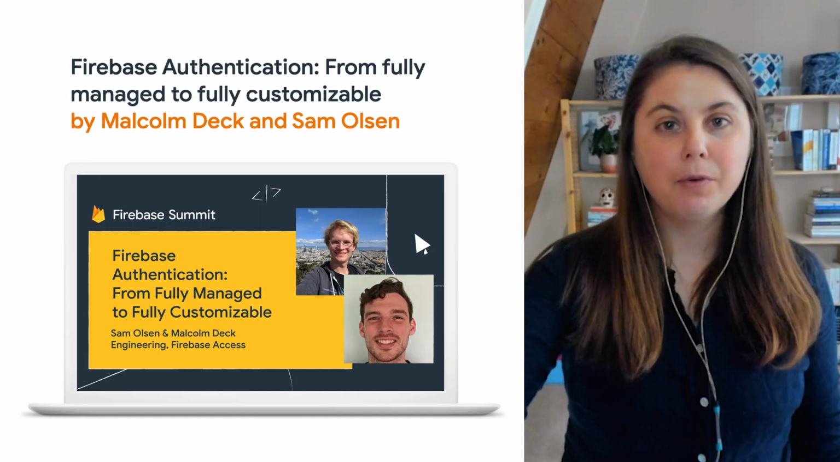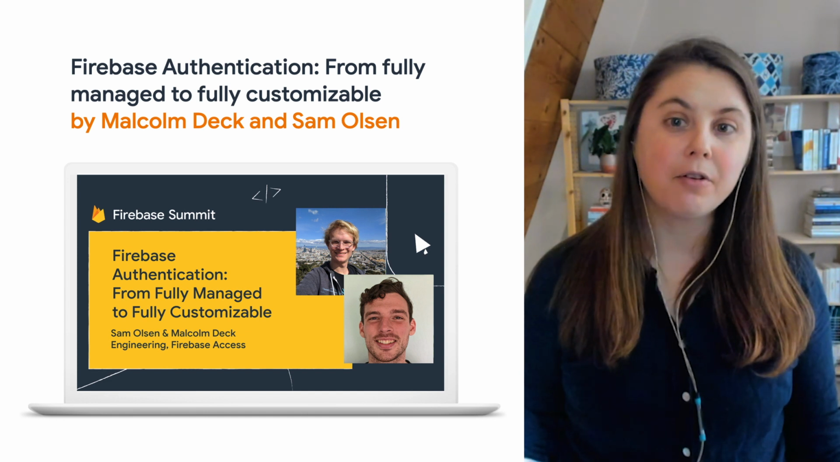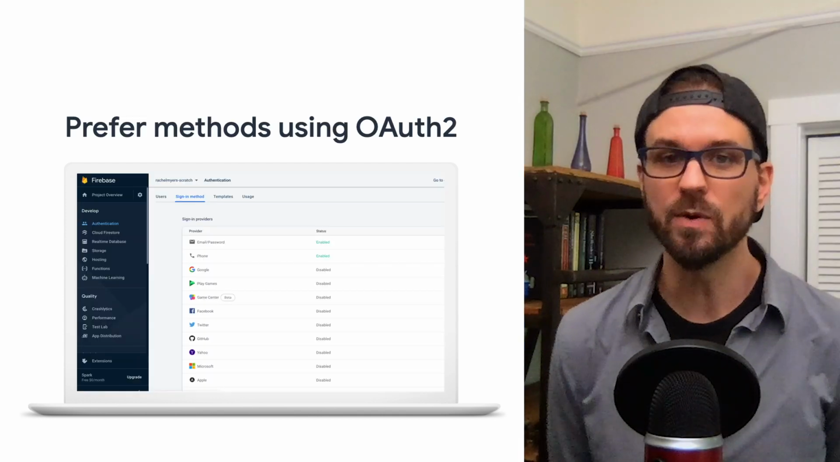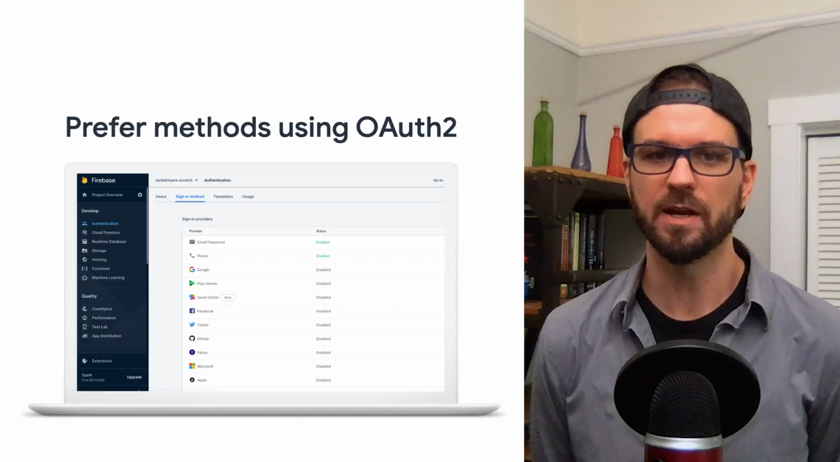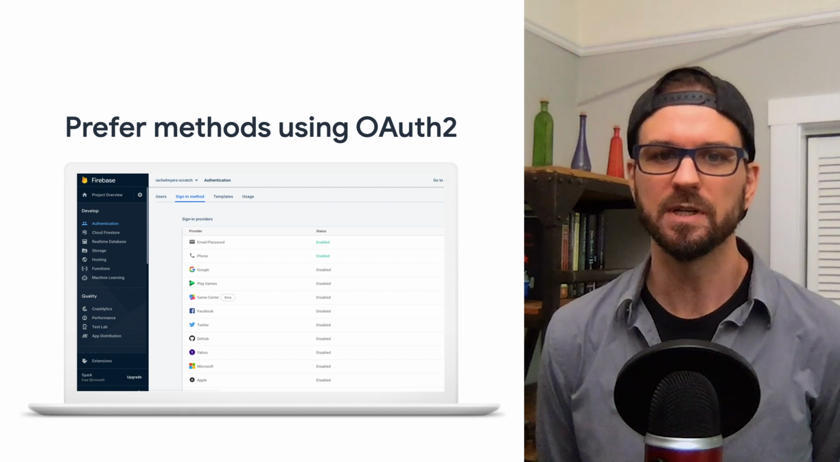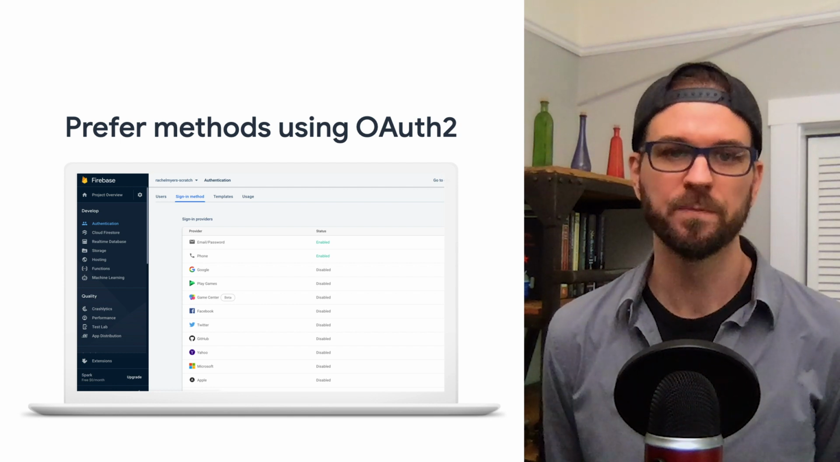Our colleague Kevin recently published an example of how to do this using Okta as the identity provider. And check out the talk from Sam and Malcolm that will go into more detail about custom authentication. If you are starting a new app, we recommend using one of the managed auth options. Not all the options have the same level of security, but sign-in providers that use OAuth 2, like Google Sign-in or Sign-in with Apple, are currently the most secure.